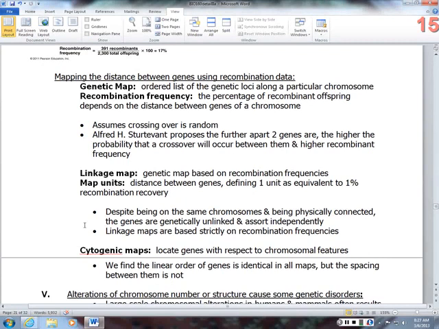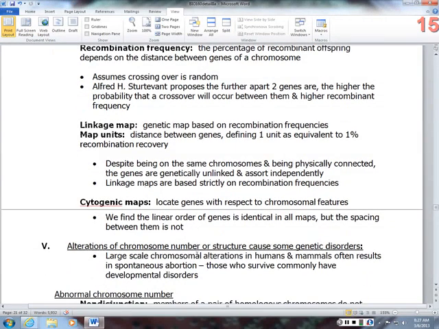So with these types of maps, despite being on the same chromosome and physically connected, the genes are going to be genetically unlinked and sort independently. And linkage maps are based strictly upon recombination frequencies. So they will just give you one limited type of information.